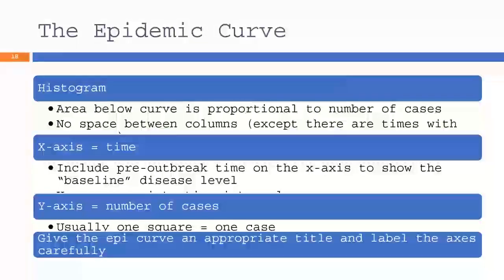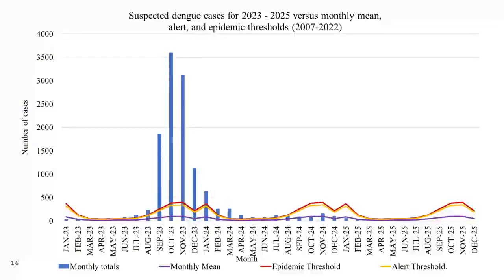Yes, good afternoon. All right, so relating to your previous chart on dengue, I noticed where the epidemic threshold actually fluctuates. What is it that causes it to fluctuate like that?